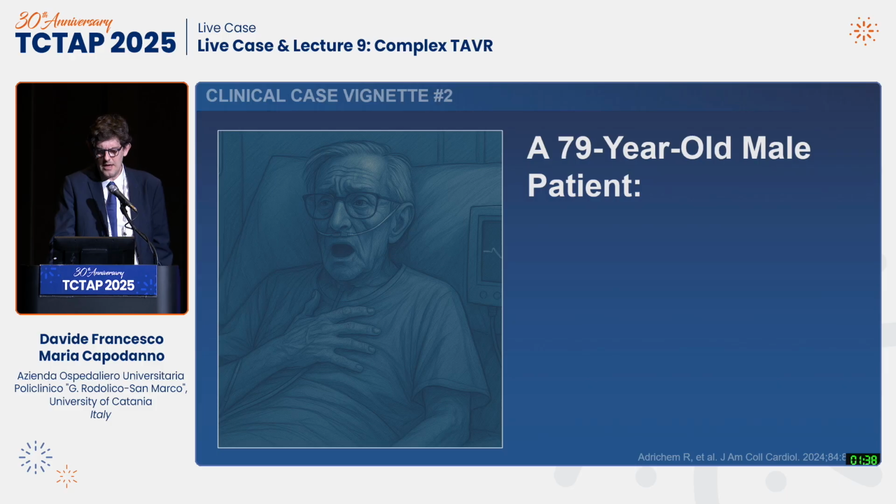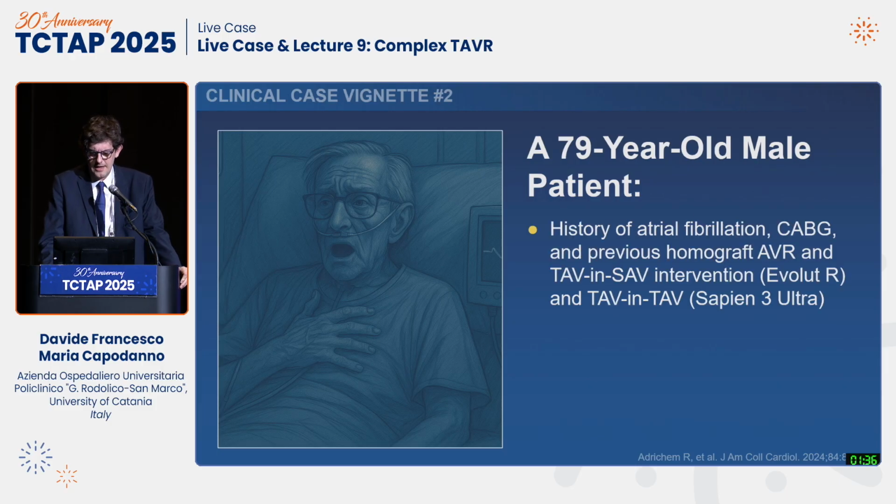Another case, quickly: a 70-year-old male patient, and this is complex because this is a situation that we may see more and more in the future. This patient has 3 valves. So, history of atrial fibrillation, CABG, a previous homograft AVR, and then TAVI in a surgical valve with an Evolut R, and then a TAVI in TAVI with a Sapien 3 Ultra inside the Evolut, inside the homograft.